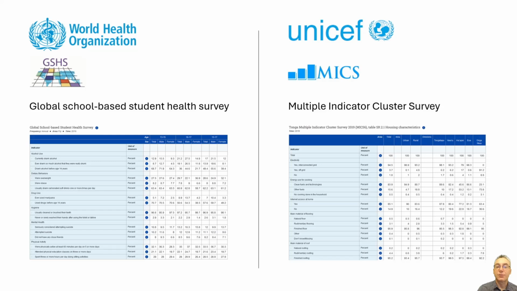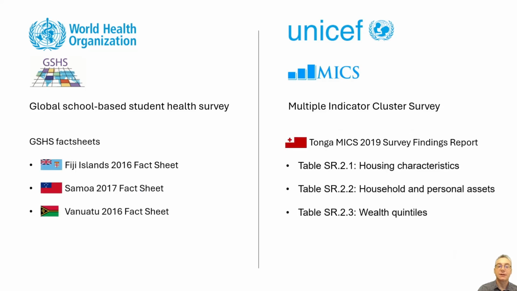Indicators selected from the official reports will be reproduced as SDMX datasets and published on the sandbox instance of the .Stat Suite dissemination platform. We'll then compare the original and recalculated tables to validate the approach. For the exercise, we'll work with 6 statistical tables. For GSHS, point estimates from the fact sheets will be recalculated for 3 survey rounds: Fiji 2016, Samoa 2017, and Vanuatu 2016. For MICS, 3 tables from the 2019 official report from Tonga will be reproduced, covering housing characteristics, household and personal assets, and wealth quintiles.